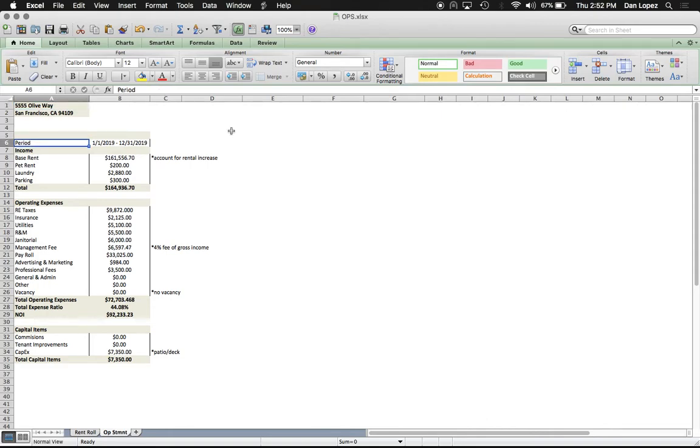So let's jump down to the period. We definitely want to be mindful of the period because that'll give us the time frame in which all of these events occurred, whether it be income or expenses. Let's start with the base rent. This is just the sum of all the rents that we collected from the tenants.